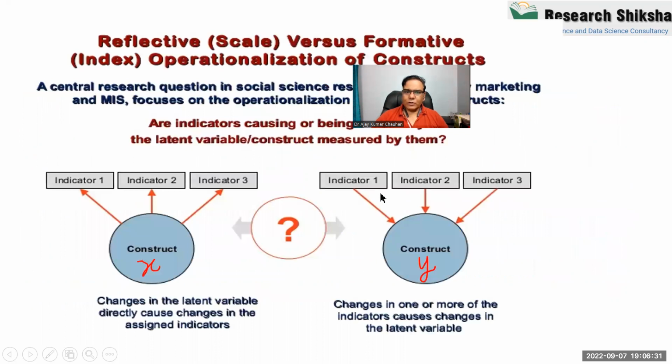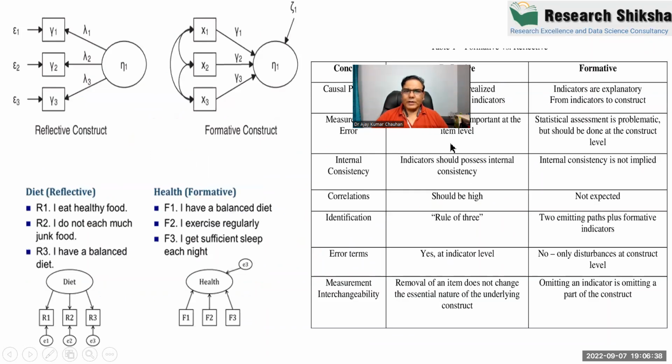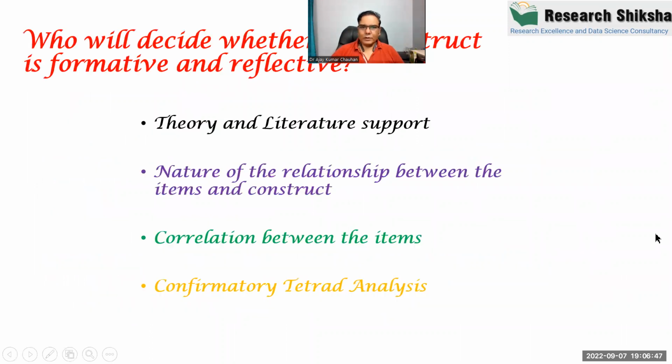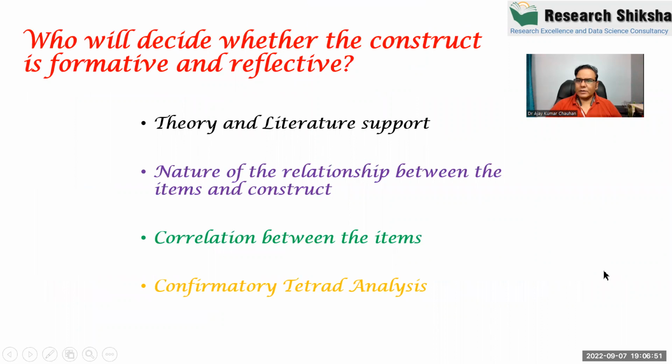So we have two types of models. This is the reflective, this is the formative, and there are different ways and means to treat the formative and reflective. Slowly we will discuss that. Okay. So from where do we get the knowledge of which construct is formative and which is reflective? The basic reason is theory. Theory will tell you whether the construct is formative or reflective.